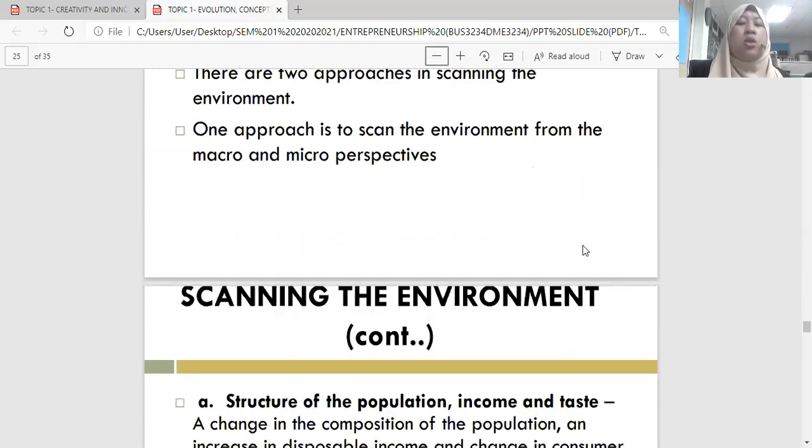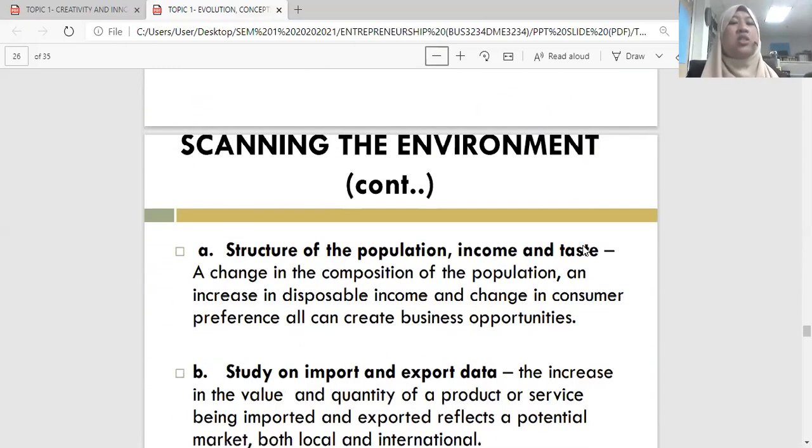All right, so the first one, how do we scan the environment? There are various factors. The first one is the structure of the population, income and taste. So how does it influence scanning the environment? A change in the composition of the population, an increase in disposable income, and a change in consumer preference can all create a business opportunity.